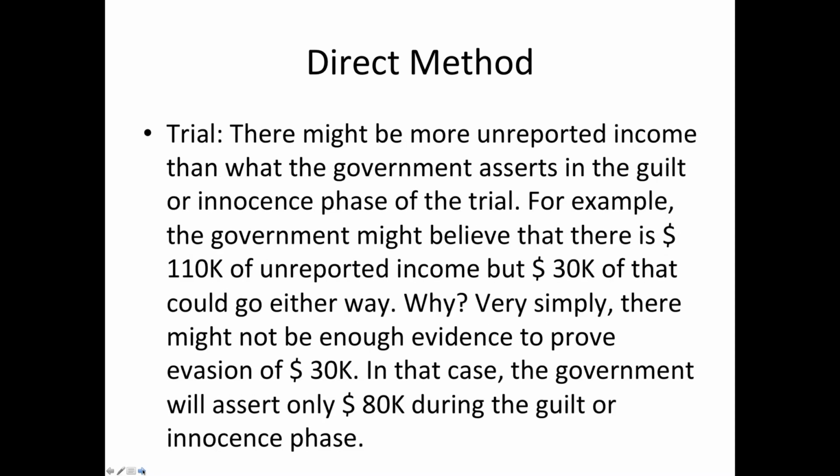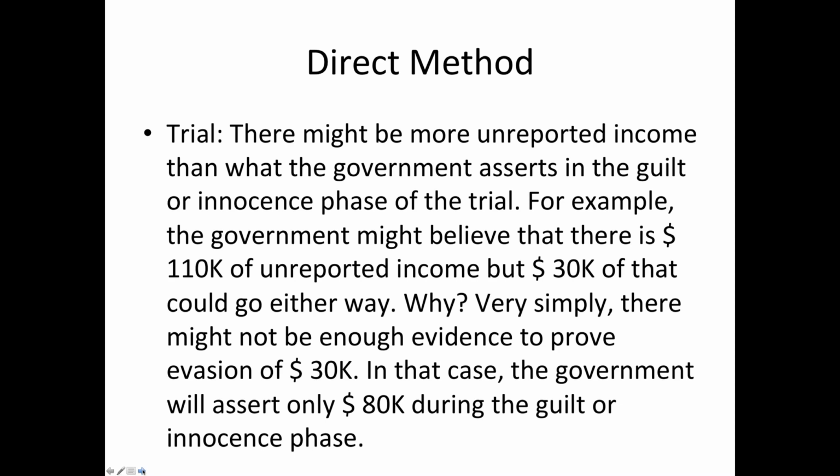So at trial, this is the way it might look. There might be more unreported income than what the government asserts in the guilt or innocence phase of the trial. For example, the government might believe that there is $110,000 of unreported income, but $30,000 of that is a toss-up and could go either way. Why? Well, very simply, there might not be enough evidence to prove evasion of $30,000. In that case, the government will assert only $80,000 during the guilt or innocence phase. Again, they want to use the number that they have the most rock solid, hard evidence to prove.